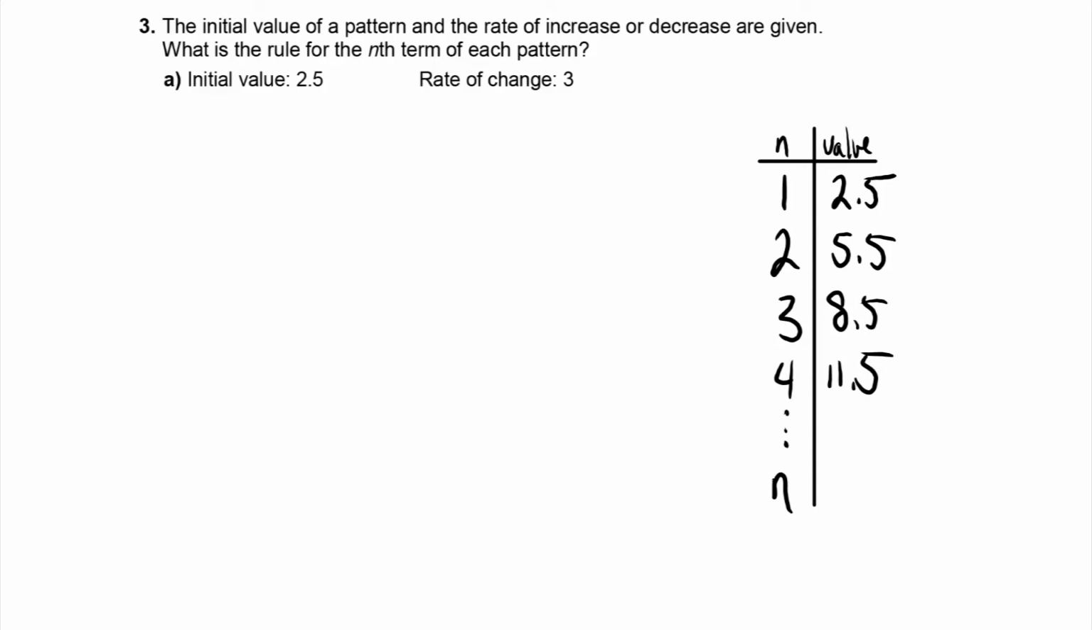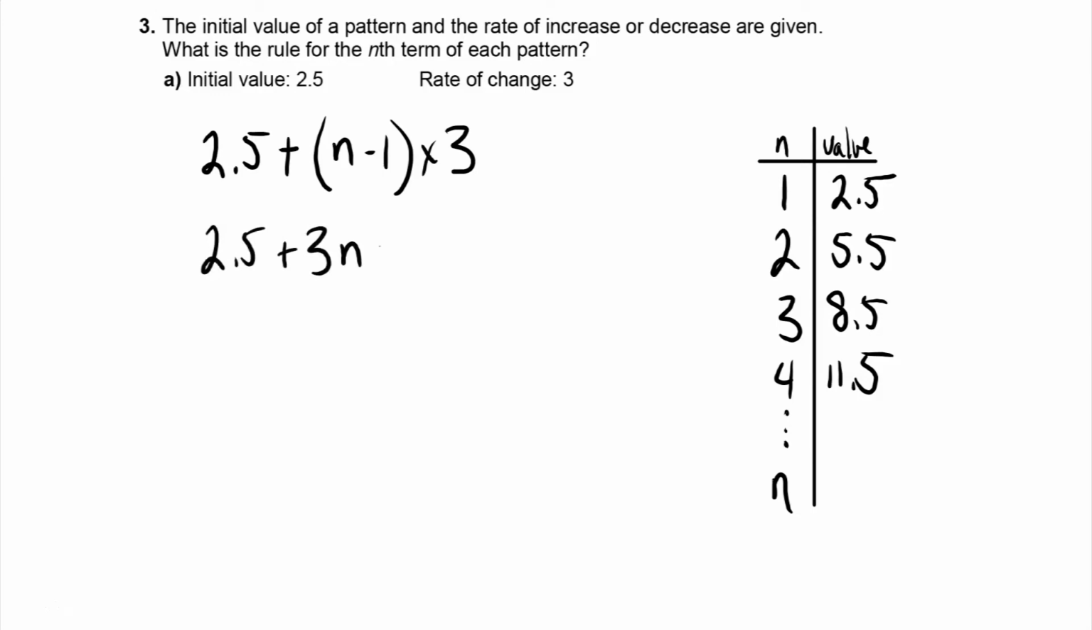So we want to know what is the rule, or what is the expression for the value of the nth term. Well, we know the rate of change is 3, and we know our initial value is 2.5. So I'm going to say that I start off with my initial value of 2.5, then I'm adding n minus 1 times the rate of change, which we can then simplify to 2.5 plus 3n minus 3. And when I collect the minus 3 and the 2.5 together, I get negative 0.5 plus 3n. Or I could say 3n minus 0.5.